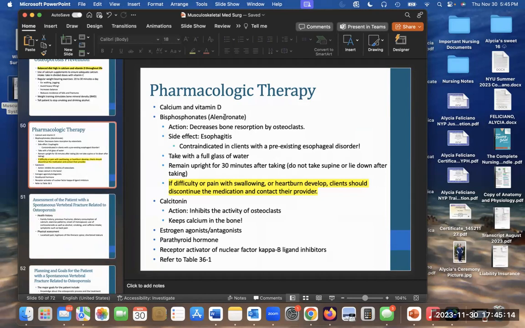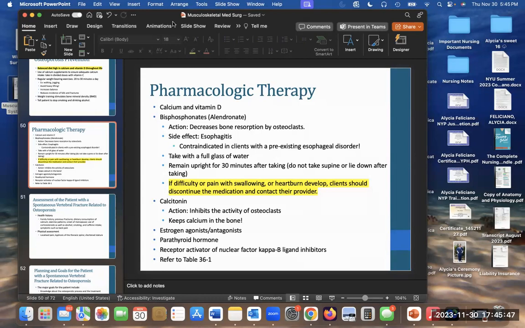Bisphosphonates, or they usually end in dronate. Well, alendronate is a bisphosphonate. What this does is it decreases bone resorption by osteoclasts. It basically decreases the bone breaking down. But a really, really important side effect of this class of drugs is esophagitis, which means inflammation. Remember, anything that ends in itis means inflammation. So inflammation of the esophagus, which means, right, respiratory potentially.